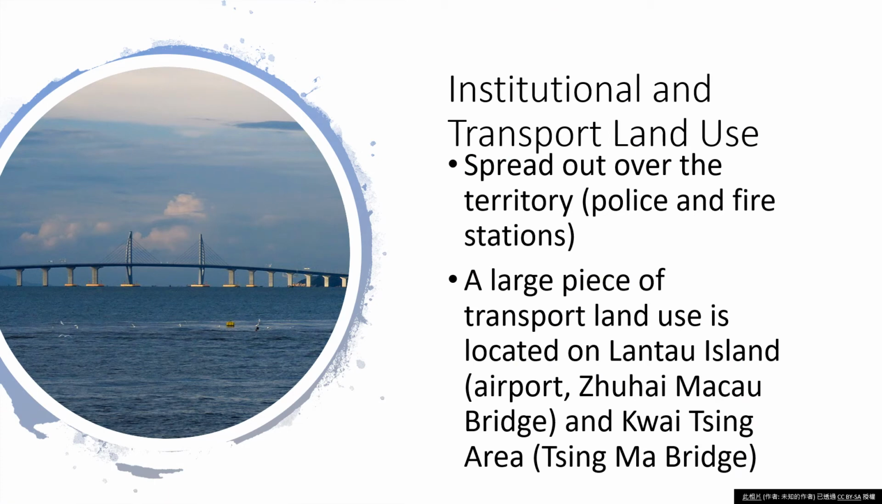And where can you find institutional and transport land use? The city is connected by a sophisticated network of roads. That's why transport land use is spread out over the territory. But a large piece of land is used for transport, and they are mainly on Lantau Island. For example, the airport, the Hong Kong-Zhuhai-Macao Bridge. This is the Hong Kong-Zhuhai-Macao Bridge, and also in Kwai Ching area, the Tsing Ma Bridge.